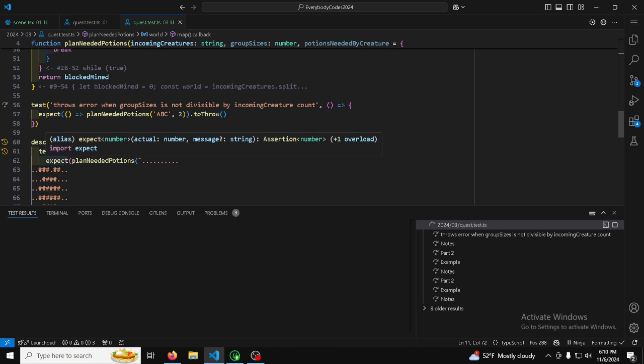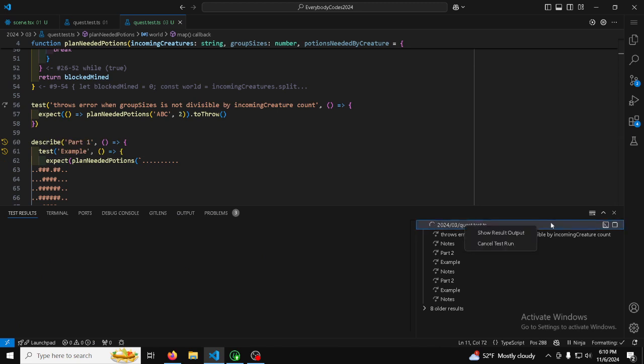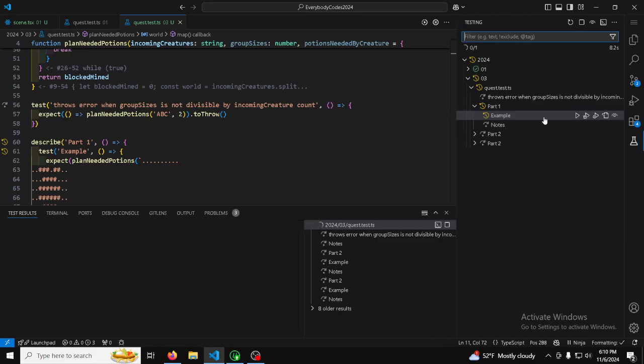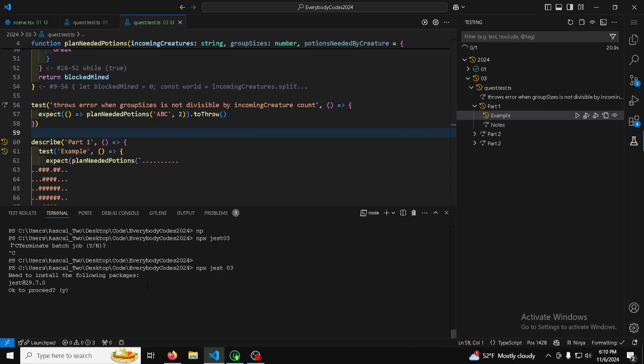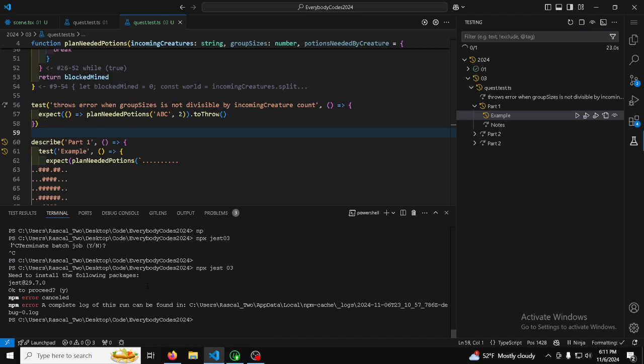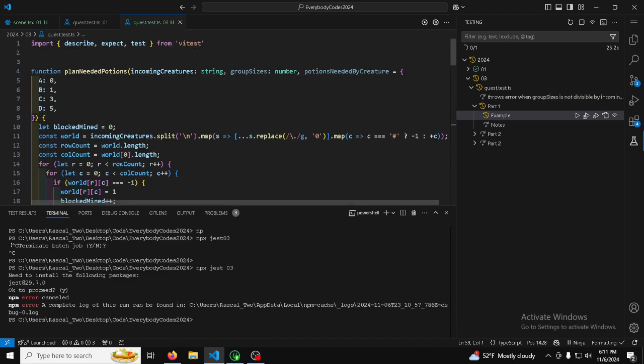No regex. And that's an infinite loop. Okay, please die. Please don't kill my computer. Terminal time. npx just 03. Nope. Just terminate. Good job. Oh, am I using Vitest? What am I doing? Okay, I'm using Vitest. Sure.